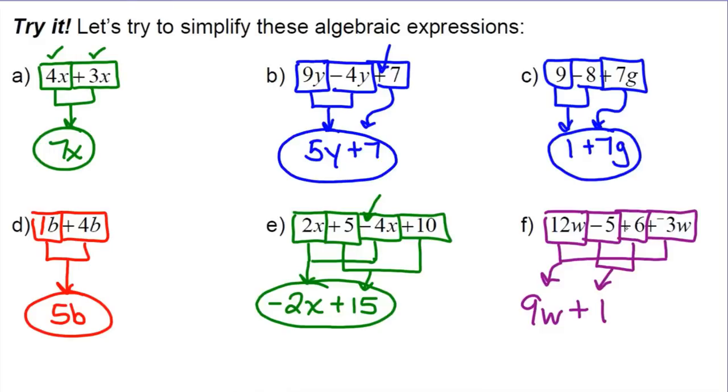Now, if that had turned out negative, I would have put subtraction there. So 9w plus 1. And these are not like terms because 1 is a constant and 1 contains a variable. So that is simplified. And that's basically what we're doing when we simplify expressions, is we're collecting those like terms.